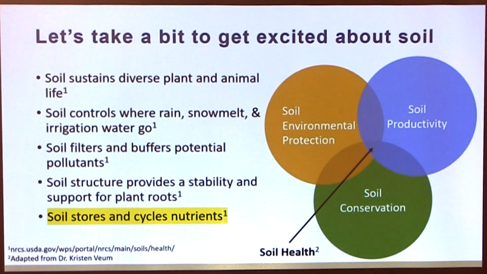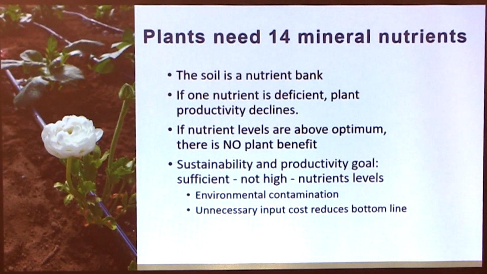All right, so I said it's a tremendous bank. The soil actually has a lot of bank accounts. It's got a checking account, it's got a savings account, and it's kind of got something like a custodial account too. And so it is amazing because plants actually need 14 mineral nutrients. If one of those nutrients is deficient, the yield potential can't be reached. So it doesn't matter if I throw on all these other nutrients that it already has enough of. If that one is missing or inadequate, we will see a drop in yield.